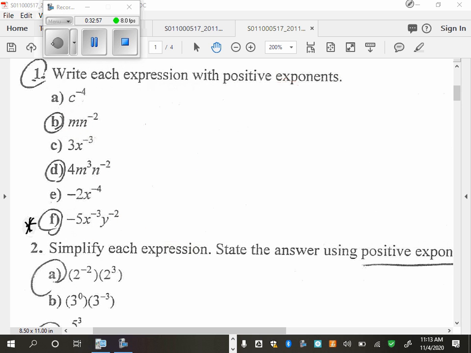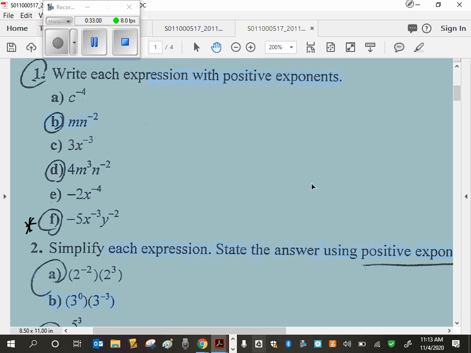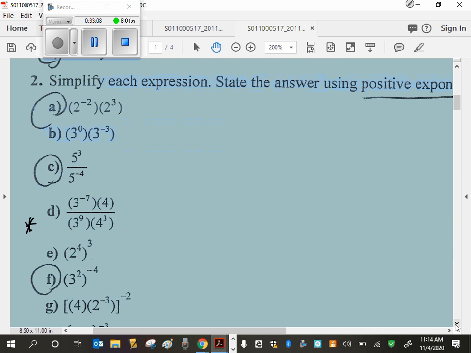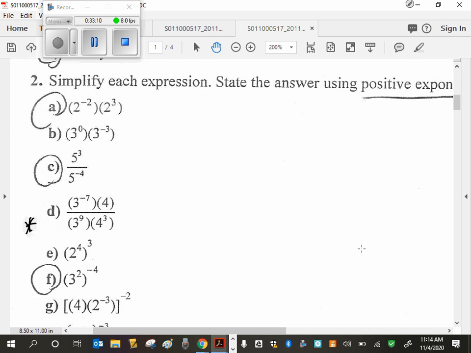Okay, next, you go ahead and do these. Apply the exponent rules, and then put your answer with positive exponents, please. Okay, go ahead and do 2A. I'll give you 15 seconds to do that. That's all you need for this question. Get it right.